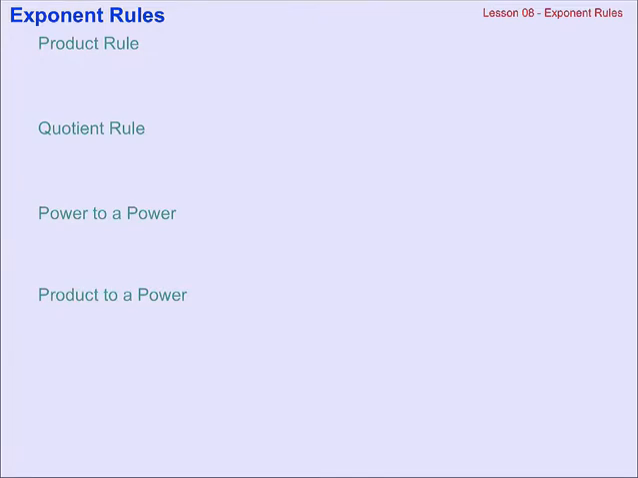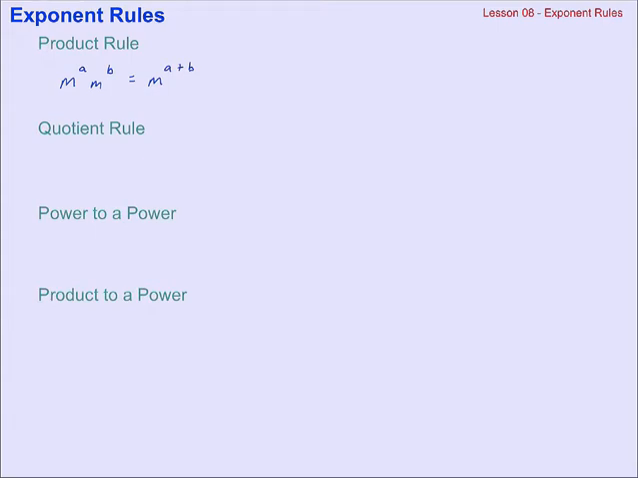The first rule is called the product rule, and I want to introduce this not as a statement, not as words, but as an equation, a statement of fact in math. And I'm going to avoid using x's here, because I don't want you to think that this is only true for when we're dealing with x's. This is true for any base. M to the a times m to the b would be equal to m to the a plus b.